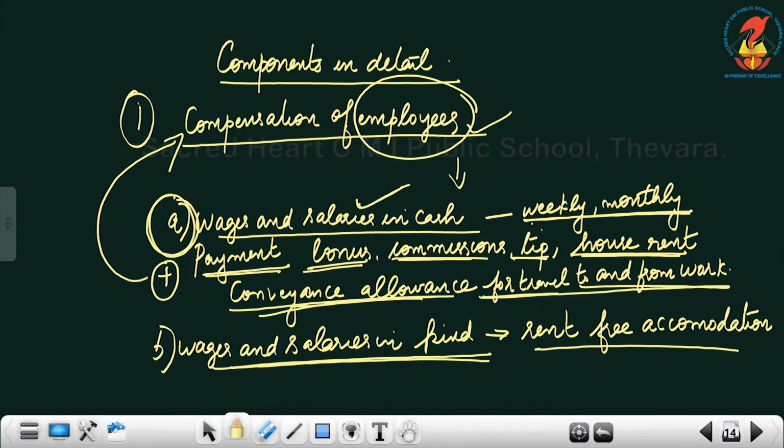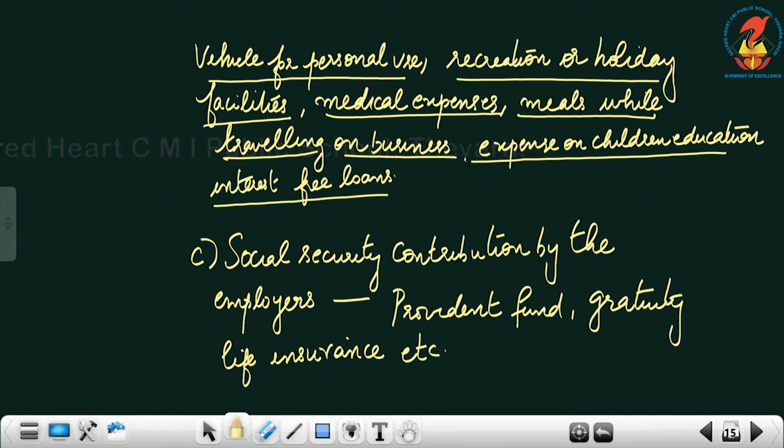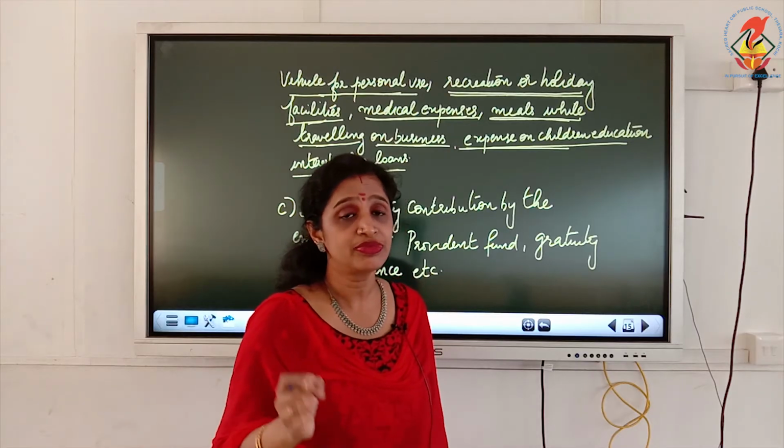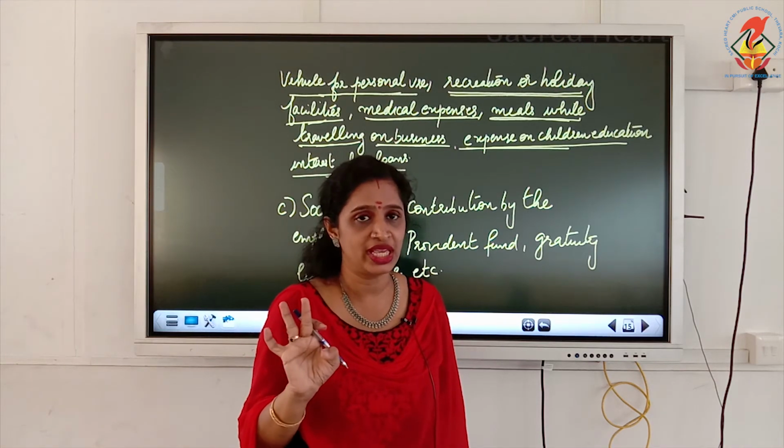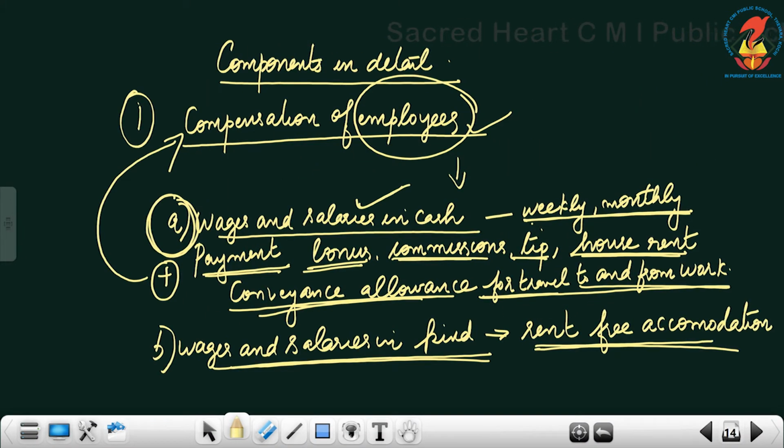So once again, wages and salaries in kind consist of rent free accommodation, vehicle for personal use, recreation or holiday facilities, medical expenses, meals while traveling on business, expense on children's education, and interest free loans. All these are the components which come under wages and salaries in kind. So compensation of employees consists of wages and salaries in cash, wages and salaries in kind.